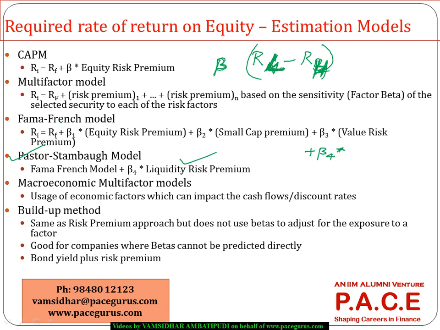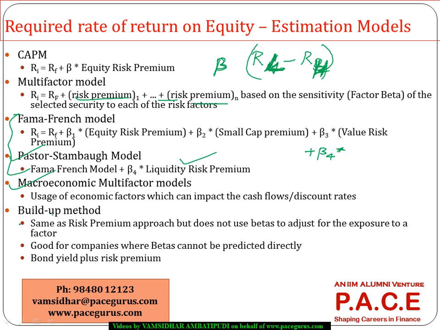Then we have the multi-factor models. These are all multi-factor models. In the multi-factor model, purely based on macroeconomic factors, we consider various macroeconomic factors which can impact the cash flows of the company. You can use various macroeconomic factors and the sensitivity of our security with respect to each of those macroeconomic factors to finally identify what is the expected rate of return on the security. Those factors could be more or less with respect to time horizon, inflation, business cycles, any of the risks associated with any of the macroeconomic factors can also be looked at.